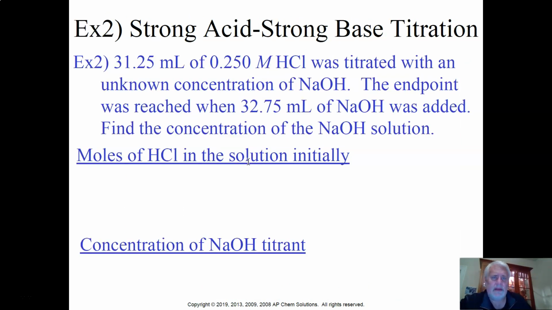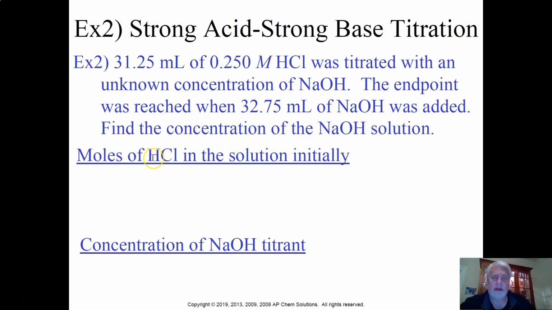Okay, all right, so we'll do another one of these, a strong acid, strong base titration. So we might get interrupted in the middle, but I'm just going to use all the tape on these videos here. So you have 31.25 milliliters of this concentration titrated with an unknown concentration of NaOH. And then it tells you when the end point was reached. All right? So this is like we talked about, where you can use it to predict this unknown NaOH concentration. Find the concentration of that unknown.